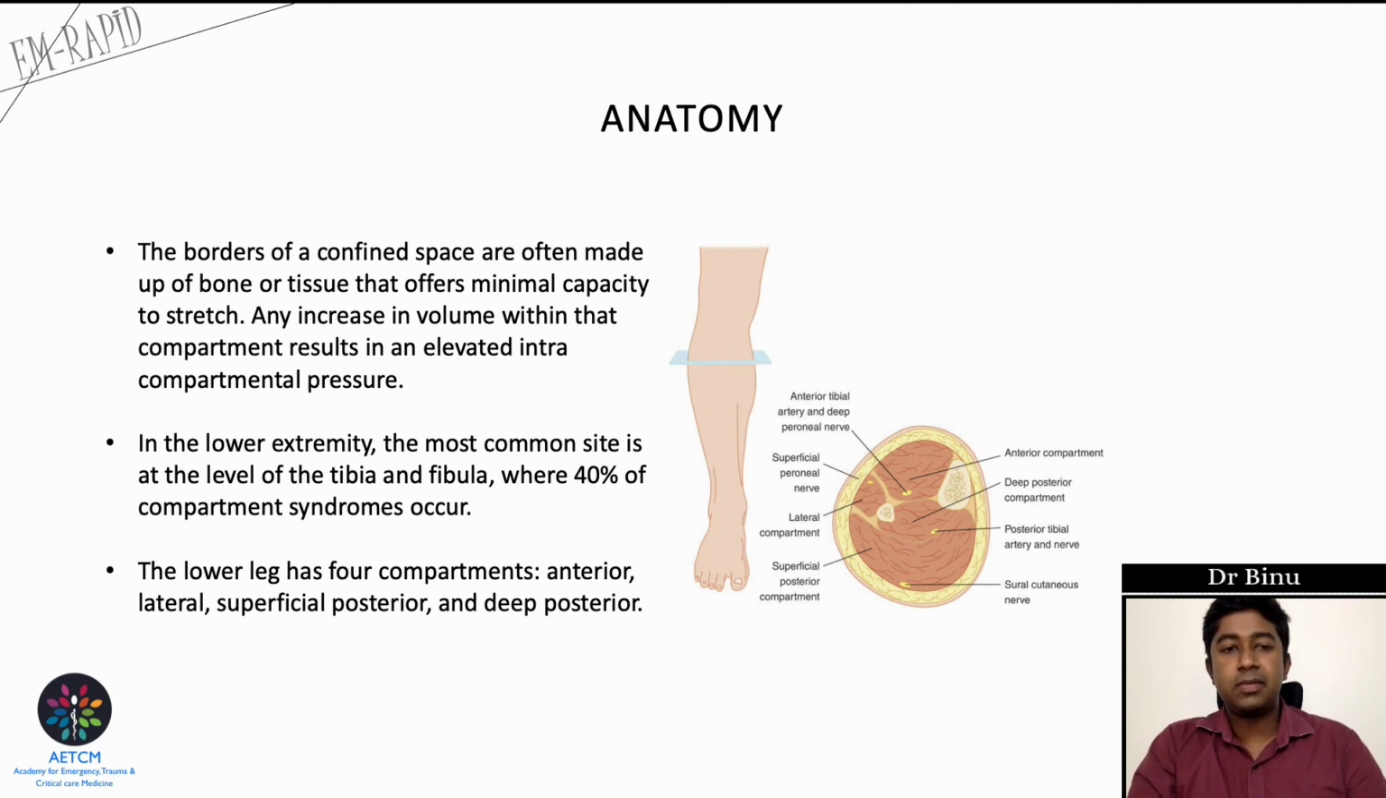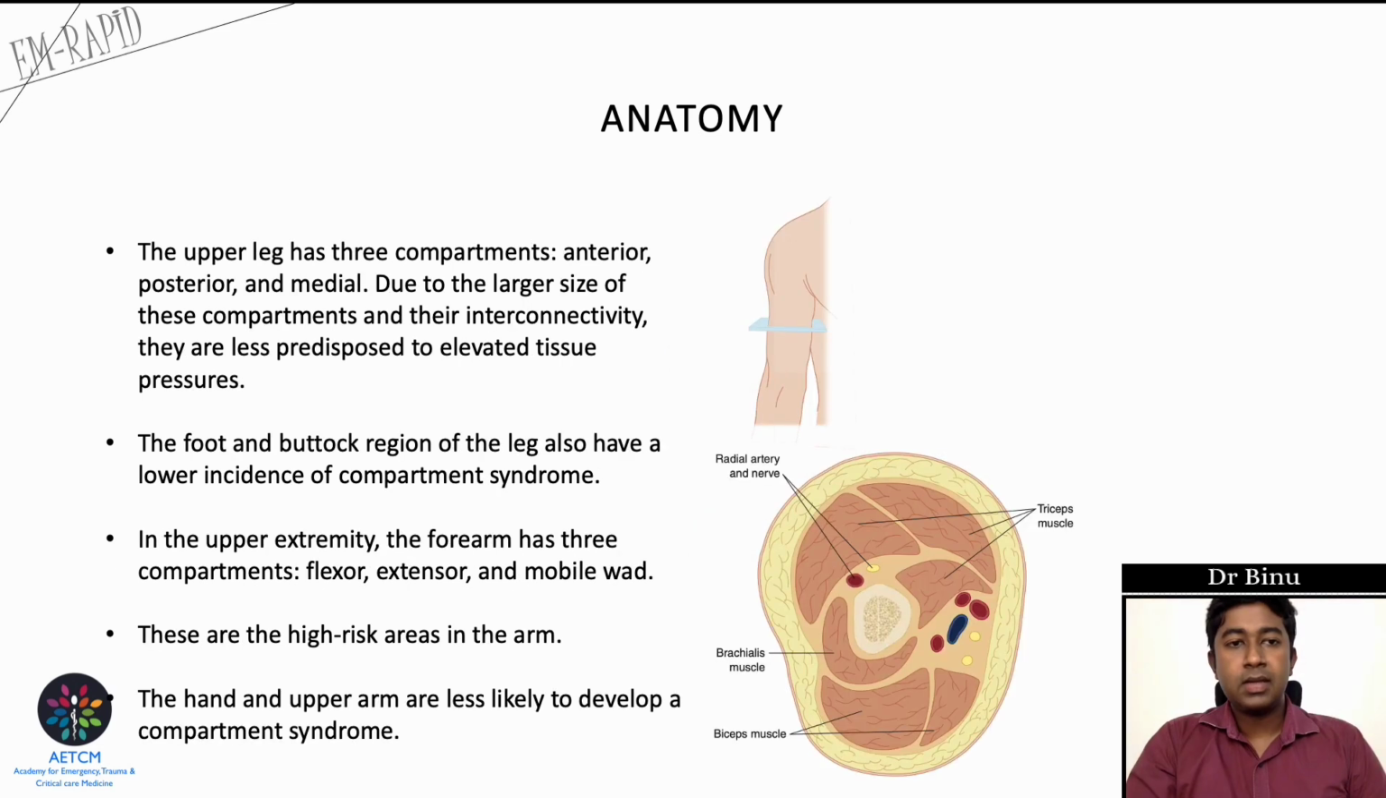In the lower extremity, the most common site is at the level of the tibia and fibula, where about 40% of compartment syndrome occurs. The lower leg has 4 compartments: anterior, lateral, superficial posterior, and deep posterior. The upper leg has 3 compartments: anterior, posterior, and medial. Due to the larger size of these compartments and their interconnectivity, they are less predisposed to having elevated tissue pressure. Because of their anatomy, the foot and buttock region also have a lower incidence of compartment syndrome.